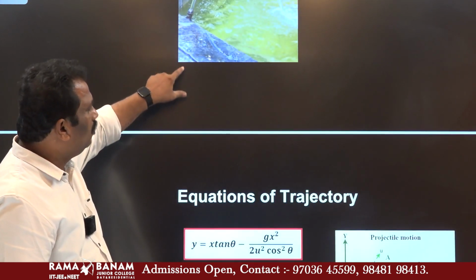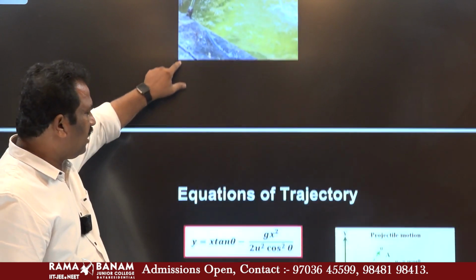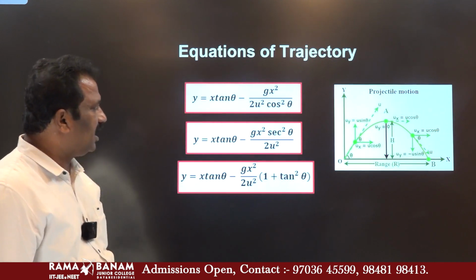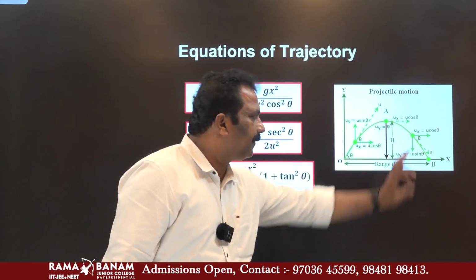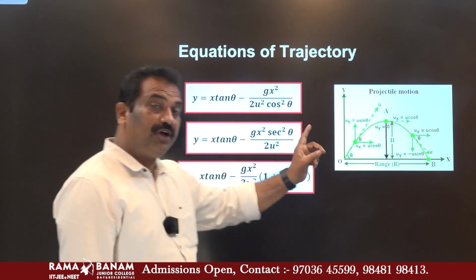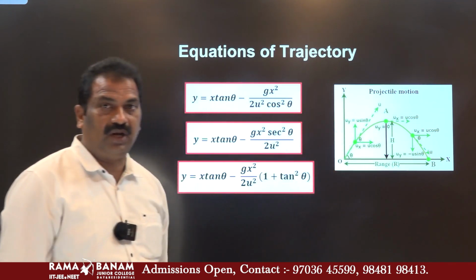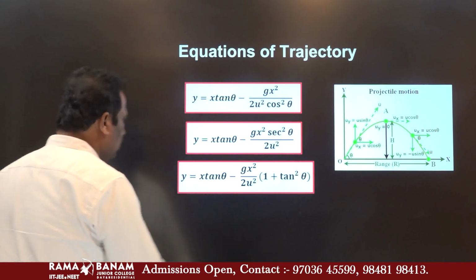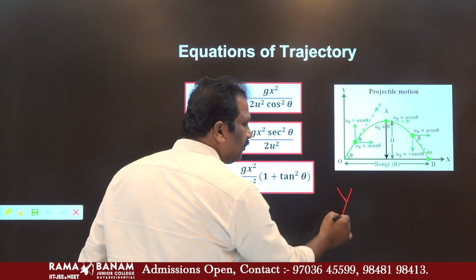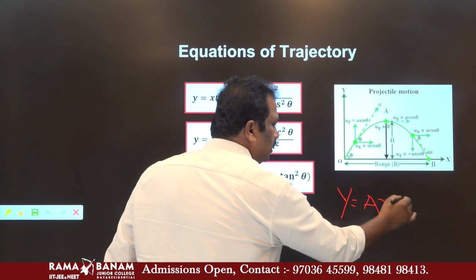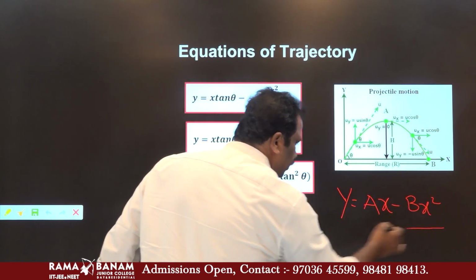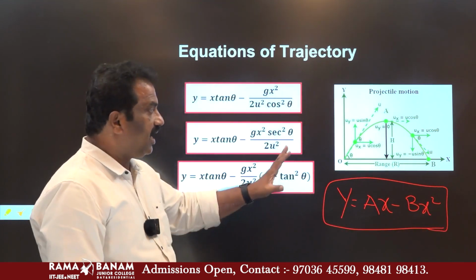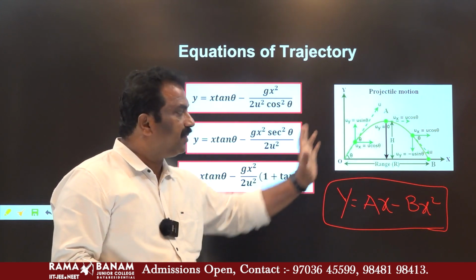Okay students, now we can discuss the trajectory of the projectile. Basically, if we show that projectile motion is parabolic, it means we can show that y is equal to ax minus bx square. If we show this equation, y is equal to ax minus bx square, then we say that its path is a parabolic path.